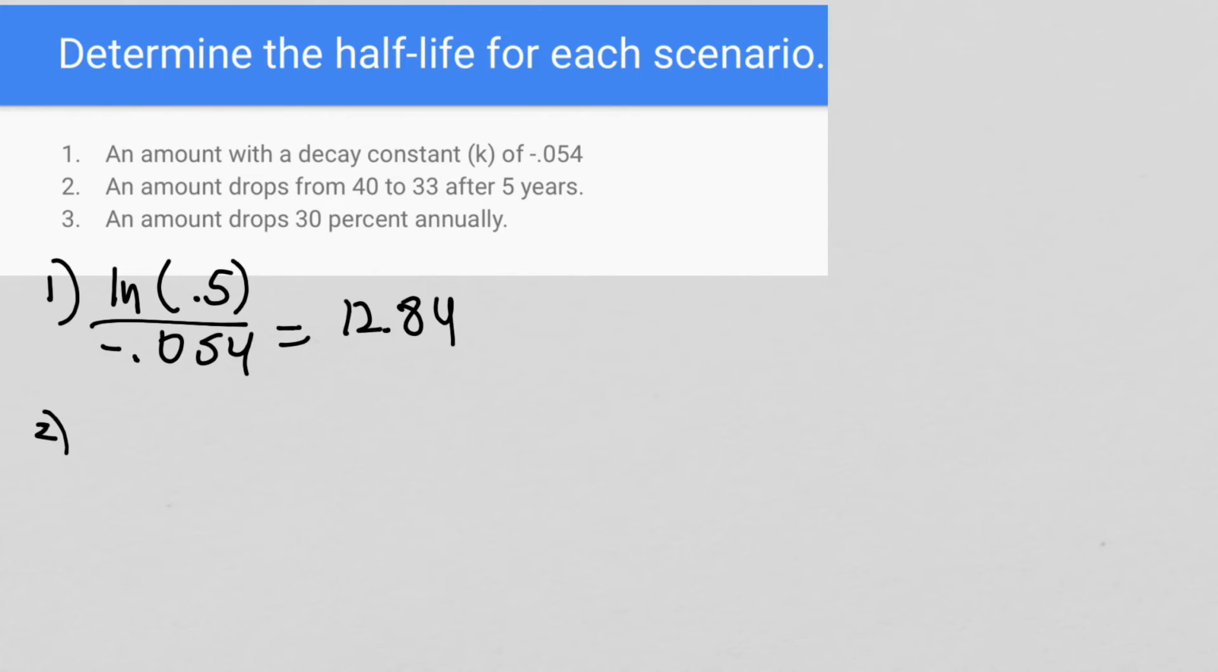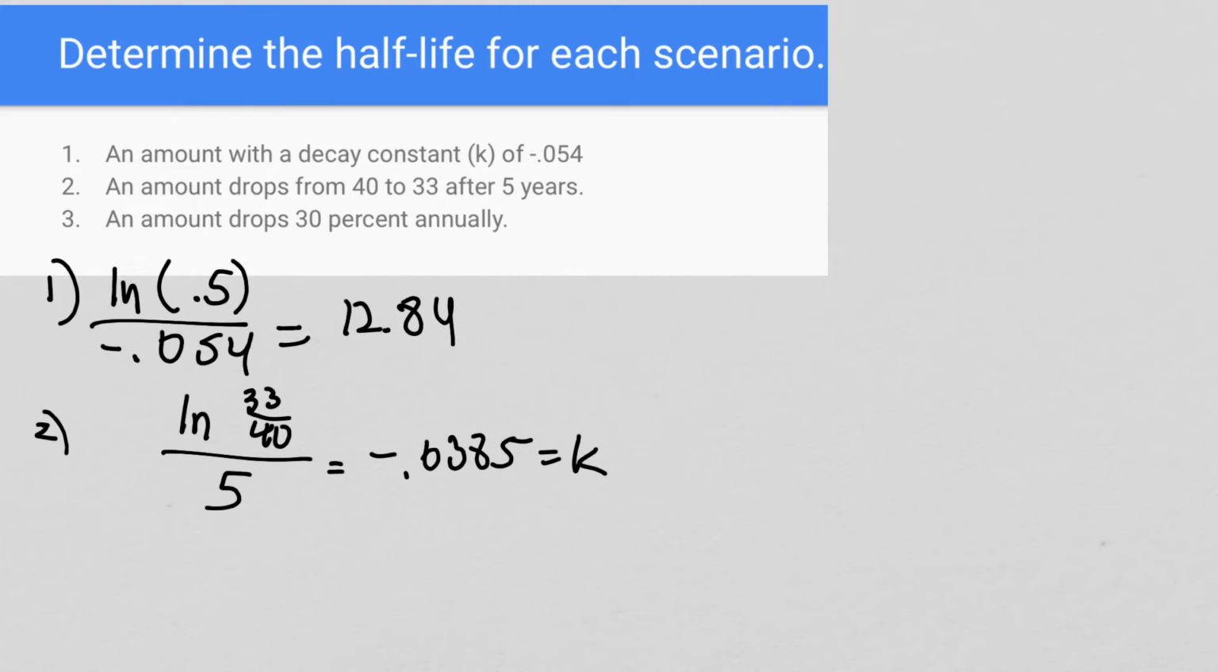Number 2. Here, they're telling us to figure out the half-life from something that's saying it's dropping from 40 to 33 after 5 years. So let's see if we can figure out what that K is from what they give us. To do that, we need to take our natural log of the 33 over the 40, divided by the 5, and that's going to give us our constant. So put that in the calculator, and I get it to be negative 0.0385.